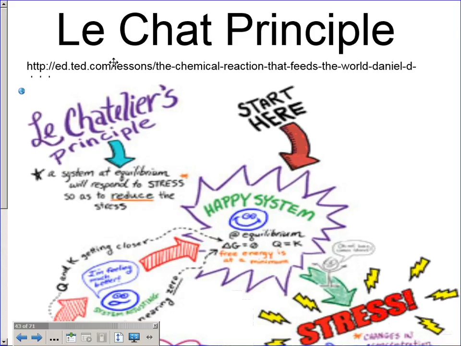So Le Chatelier's principle. It's just basically we're at a happy place, we're at equilibrium, and the reaction is very stable. At that point, we stress it out by adding some external variable: concentration, temperature, pressure.